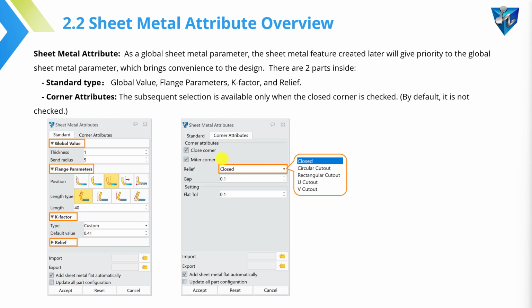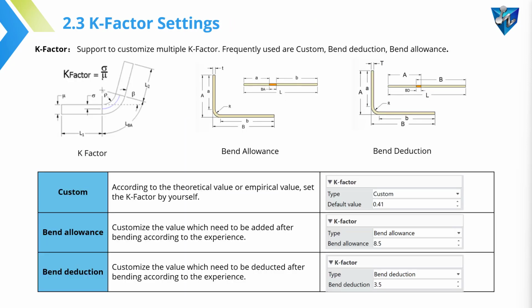Alright, maybe some of the concepts are not so easy to understand if you don't have much experience in sheet metal design, such as the key factor, relief, and the corner attribute settings. So in the next few pages, I will explain in detail. Okay, the first one is key factor.